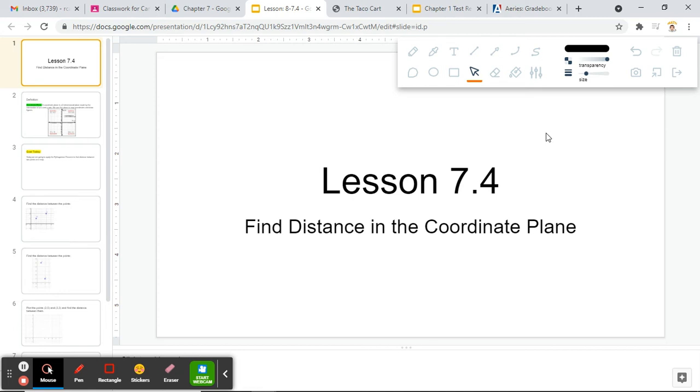Hello class, today we're going over lesson 7.4, how to find distance in the coordinate plane. So let's start off with our definition here. Remember guys, this is our last section from chapter 7, so it's going to be a little bit of a challenging one and you need to make sure you're getting all your notes down here.